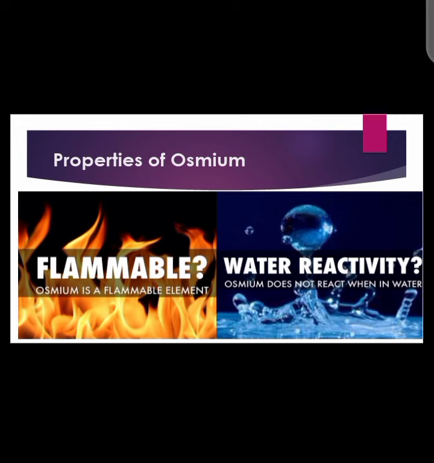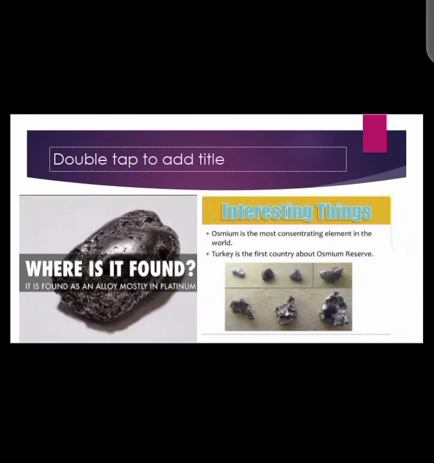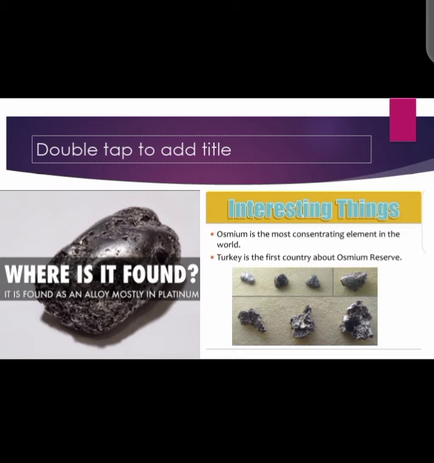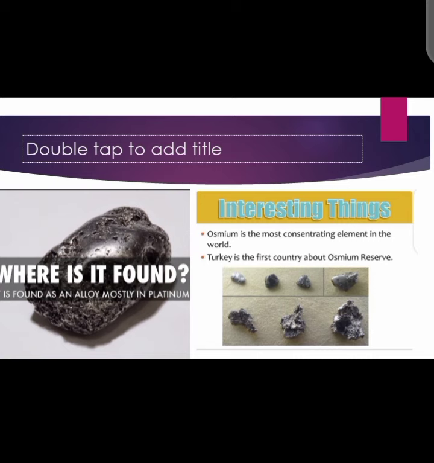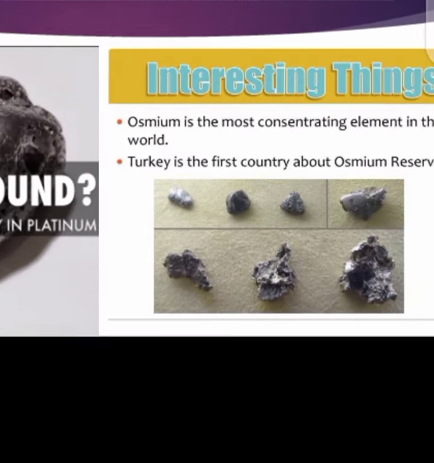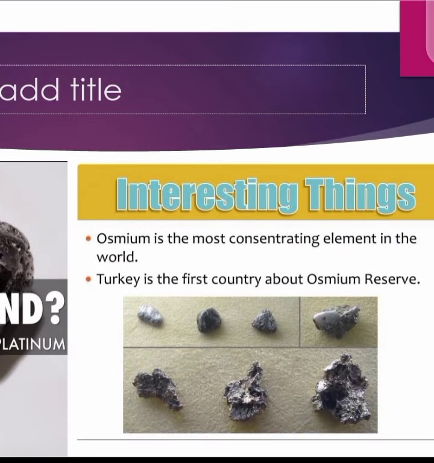Here are some properties of osmium. Actually, osmium is flammable. If we talk about its reactivity with water, osmium doesn't react with water. It is found as an alloy, mostly in platinum. And the most interesting thing is that osmium is the most concentrated element in the world. Yes, it's reality. Turkey is the first country in osmium reserves. Here are some osmium reserves, as you can see.